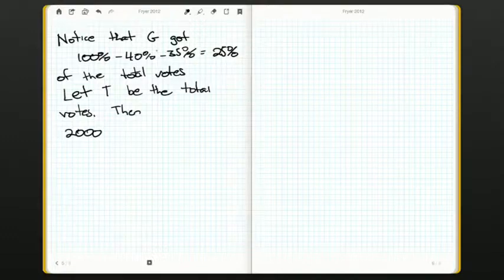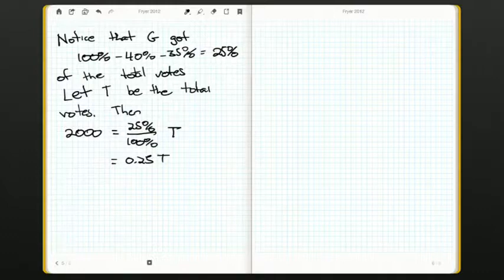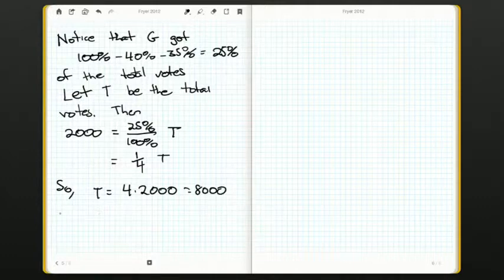Well, I know 2,000, which is the number of votes that G got, is going to be 25% of T. So that's going to be 1/4 of T. So T is going to be 4 times 2,000, 8,000. So we know that 8,000 votes were cast.